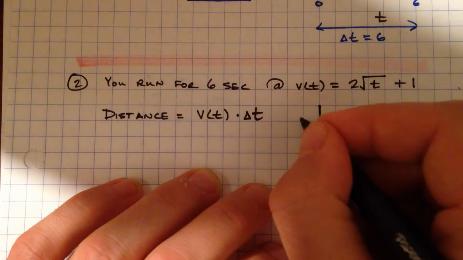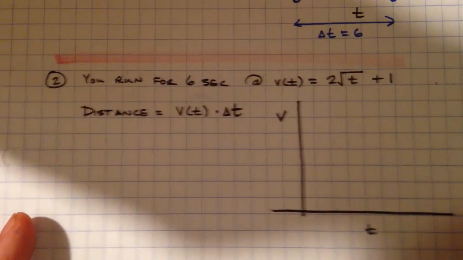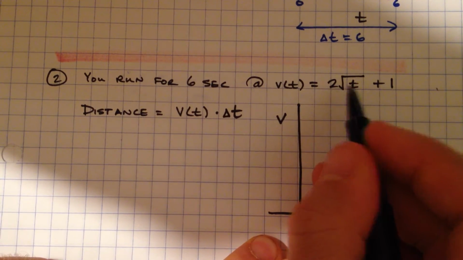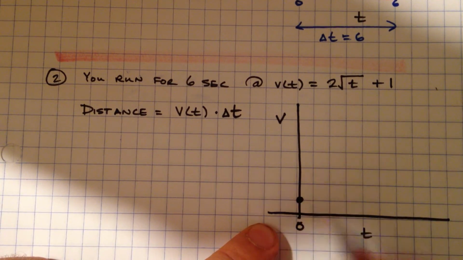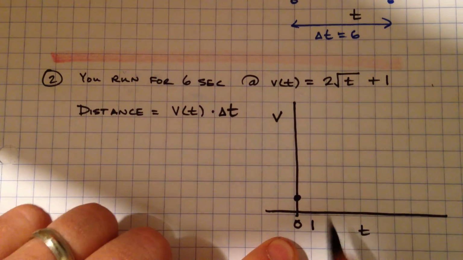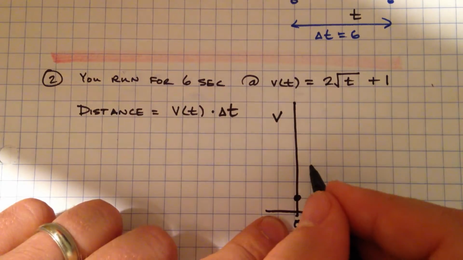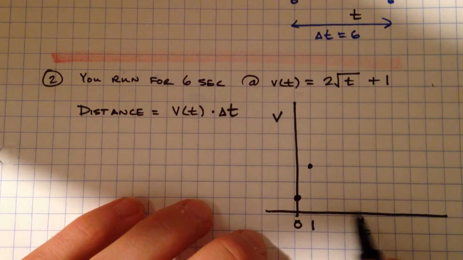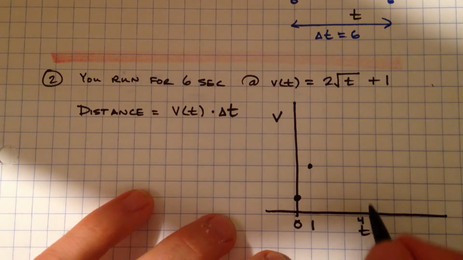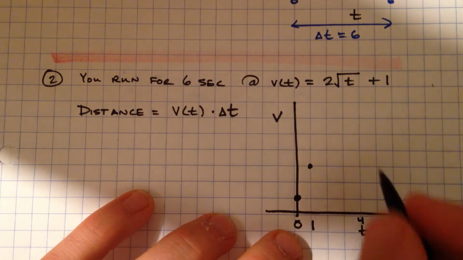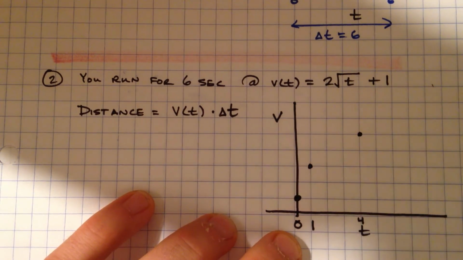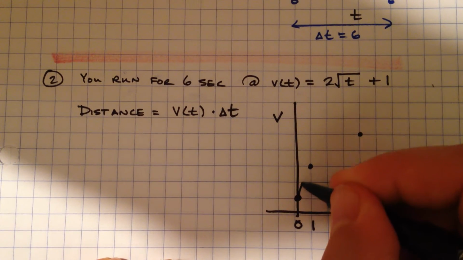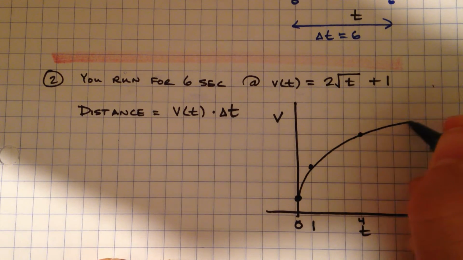Here's time going by, here's the velocity, and I know that at time 0, if I plug 0 in here, we get a velocity of 1. And at time 1, if we plug 1 in here, we get a velocity of 3. And at time 4, I'm picking 4 just because this is a square rooting function. If we plug 4 in here, we get a velocity of 5. And so our graph is going to look something like this.